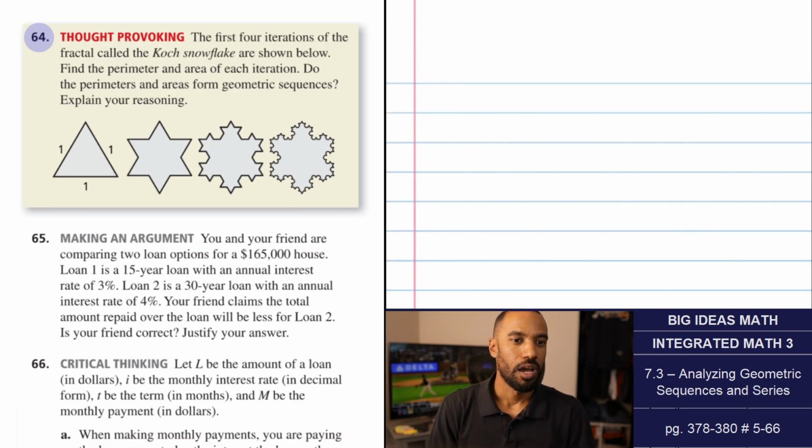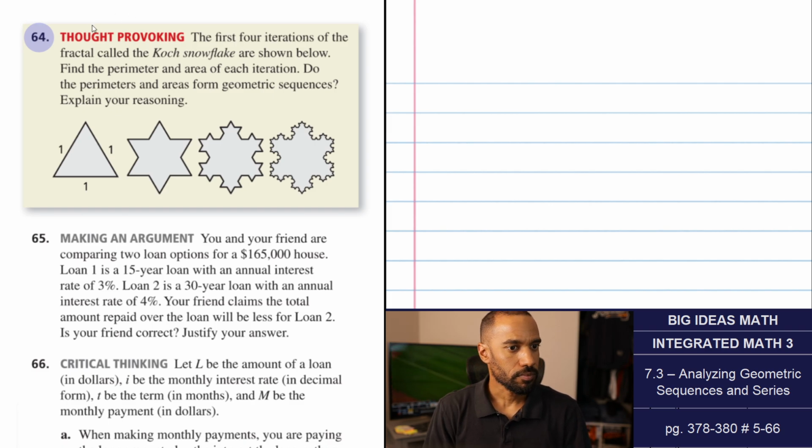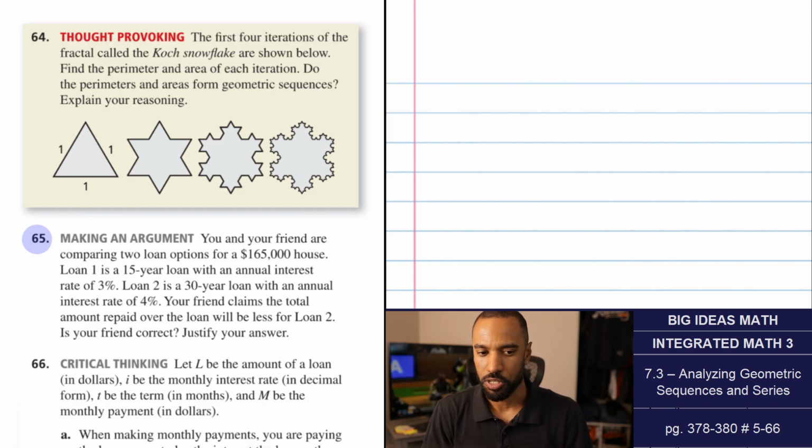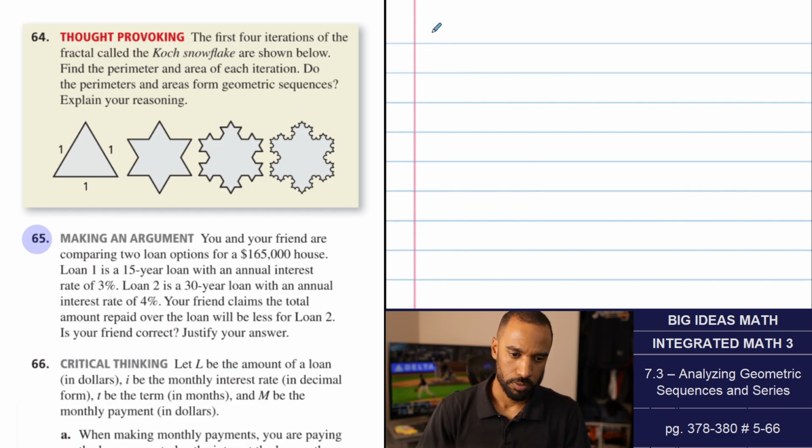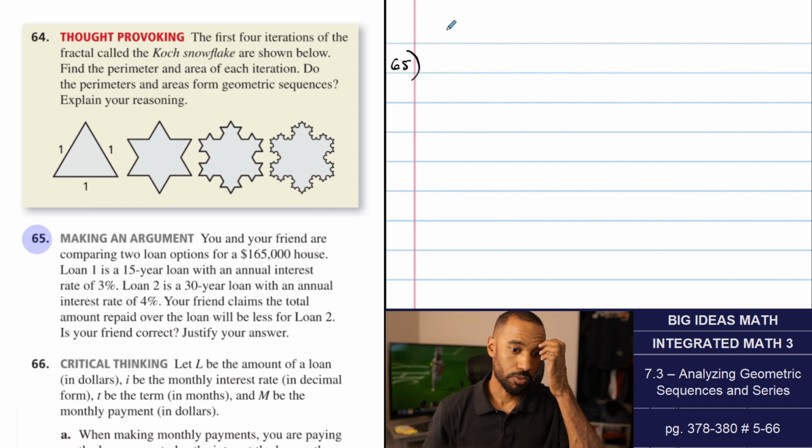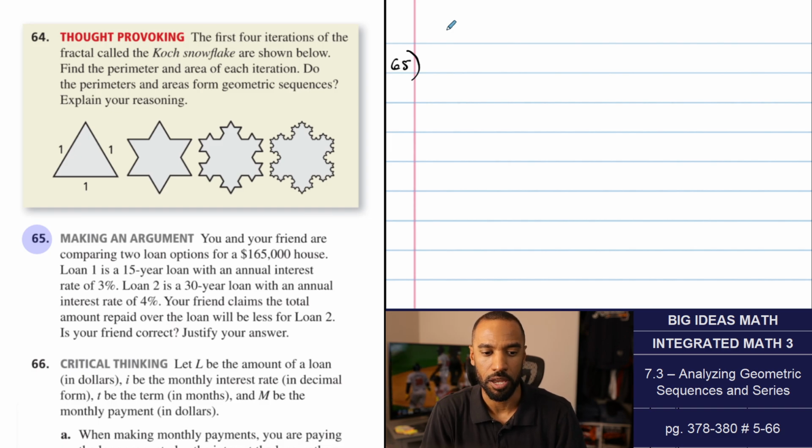All right, number 65. Making an argument. You and your friend are comparing 2 loan options for a $165,000 house. Loan 1 is a 15-year loan with an annual interest rate of 3%. Loan 2 is a 30-year loan with an annual interest rate of 4%. Your friend claims the total amount repaid over the loan will be less for loan 2. Is your friend correct? Justify your answer.